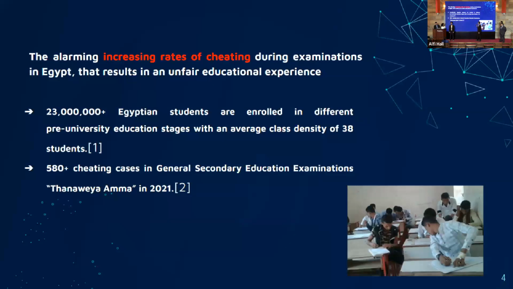Next slide. Okay. So cheating is actually a problem worldwide, and unfortunately, Egypt is no exception. So based on our research, the alarming rate of cheating in Egypt has intrigued us to think about doing a system that might be helpful for educational institutions and might help create a safe environment. So based on our research and the fact that there are 23 million students in pre-university stages, and with an average of 38 students per class, it might be extremely difficult to monitor exams. Also, we found that in last year's exams in Thanawiya Amma, there were 500 plus cheating cases during the examinations, and that helped us realize that we need a solution.